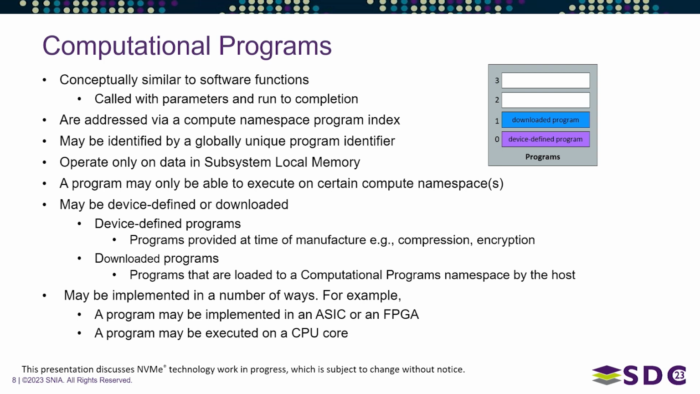So there are two main types of programs. They can be device-defined or downloaded. Device-defined programs are programs that exist on the device, provided at time of manufacture. You could think of them as fixed programs, programs that are just there and they can be called. Downloaded programs, somewhat self-explanatory, are programs that can be downloaded from the host to the device to be run on the device.